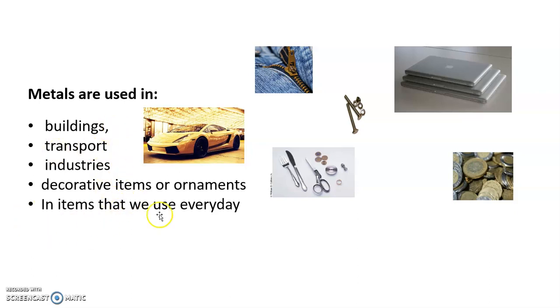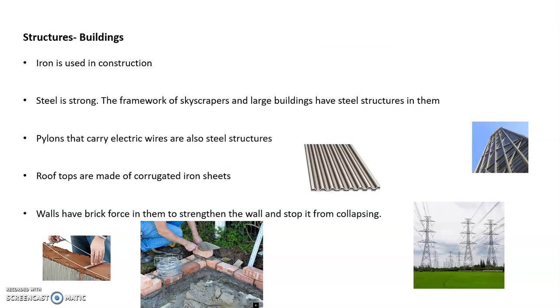Let's now break this down. I'm going to deal with each item individually so that you see the importance of metal in each industry. So we'll start with the building. Iron is used in construction. Steel is very strong. So the skyscrapers, can you see the skyscraper here? It's full of metal. Without metal, this building would not stand. So we need our steel and our iron when we build.